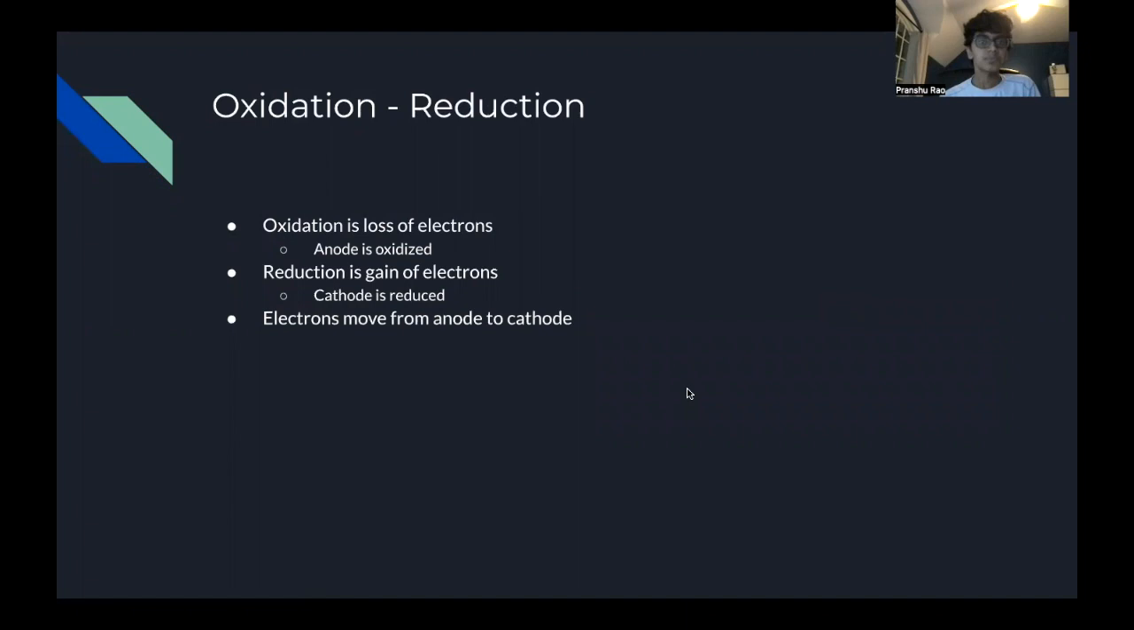While it may seem counterintuitive, it's actually because when you gain an electron, your charge goes down, and thus it's reduced. And electrons move from the anode to the cathode, which is very important for the experiment I ran.